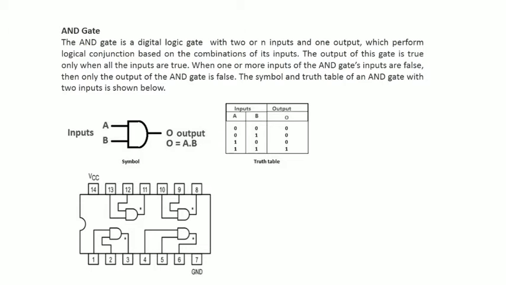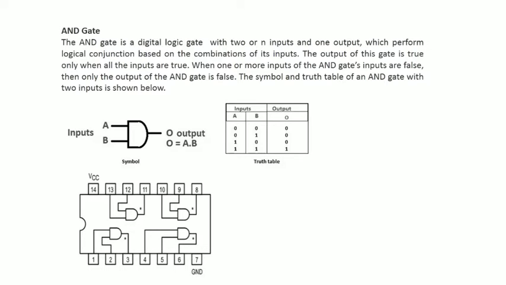Therefore, we take the multiplication, as we are observing here in the truth table. If both inputs are 0, 0, the output will be 0. If A is 0, B is 1, the output is again 0. If A is 1, B is 0, the output is again 0. And if both inputs are 1, 1, then and only then the output is 1.